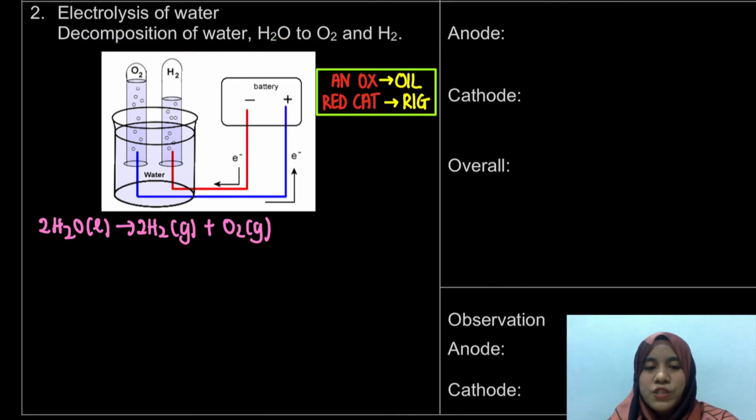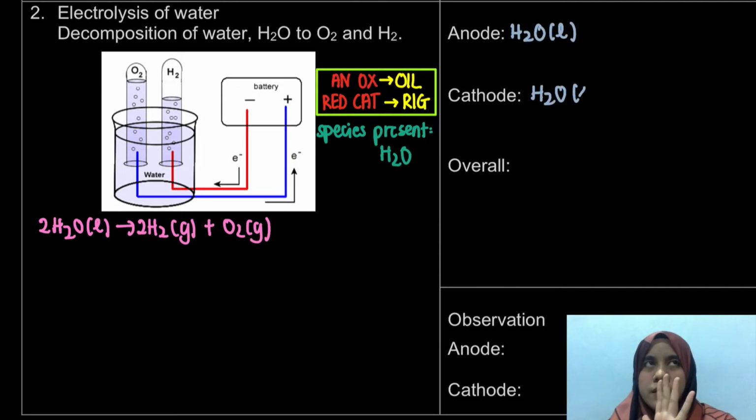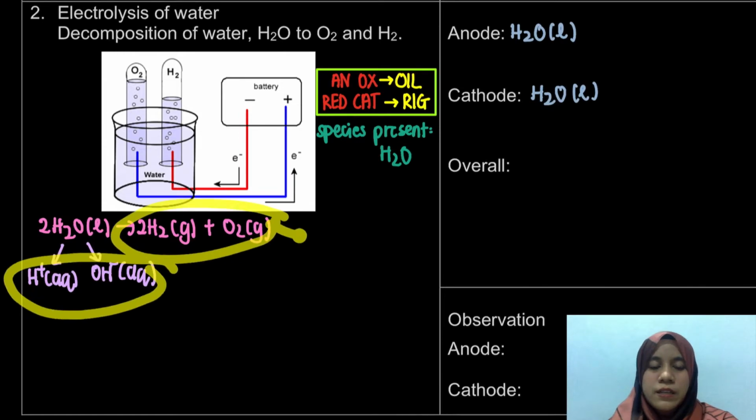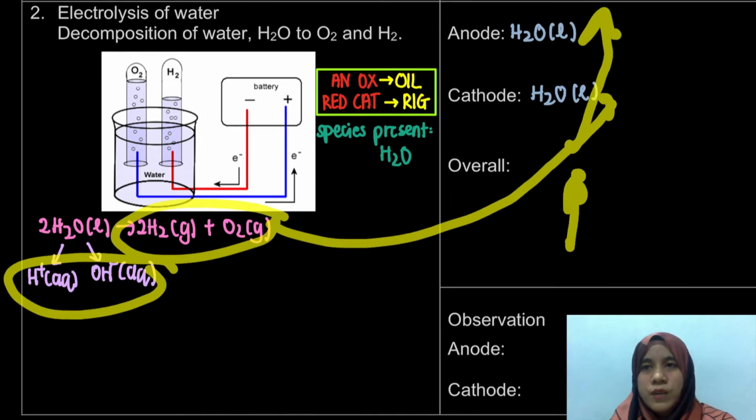Okay, because of the composition of water, the species present in this case is only H2O. We don't have any ion. But we know that the H2O must be both the anode and cathode reactant. You know that H2O consists of H plus and OH minus aqueous, right? So these two must be present in the products.